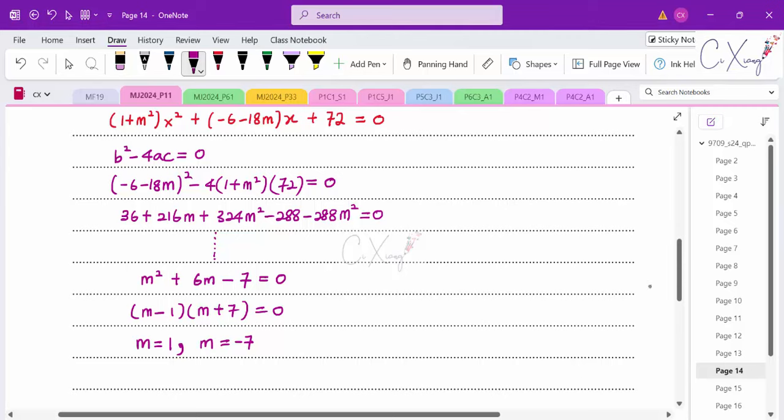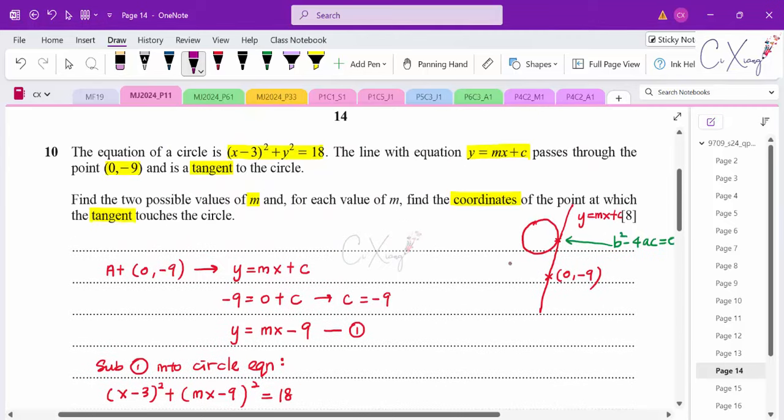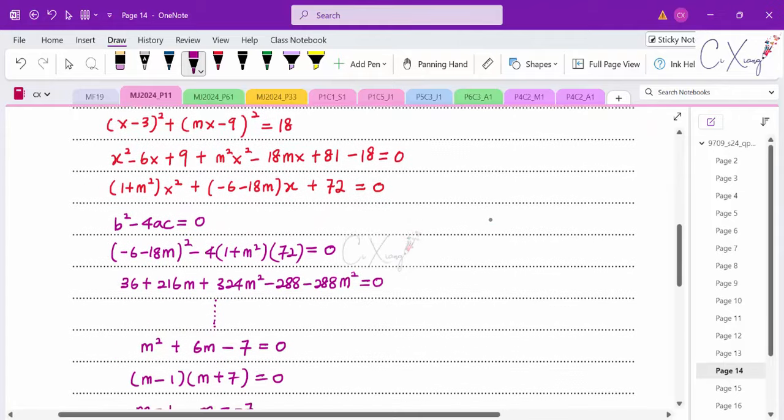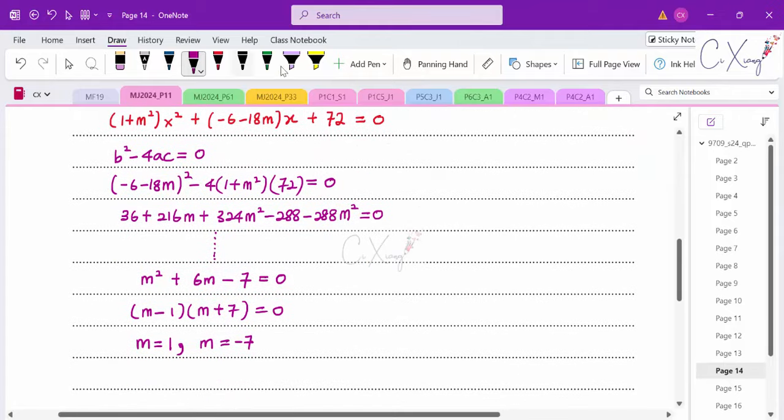Okay, so after you get the value for m, what do they want? Let's have a look at the question again. Find the two possible values of m. So you have found them already. Then for each value of m, find the coordinates. That means they want you to find the value for x and also y. So now by using these two values for m, we want to find the coordinates for x and also y. So how can we find them out?